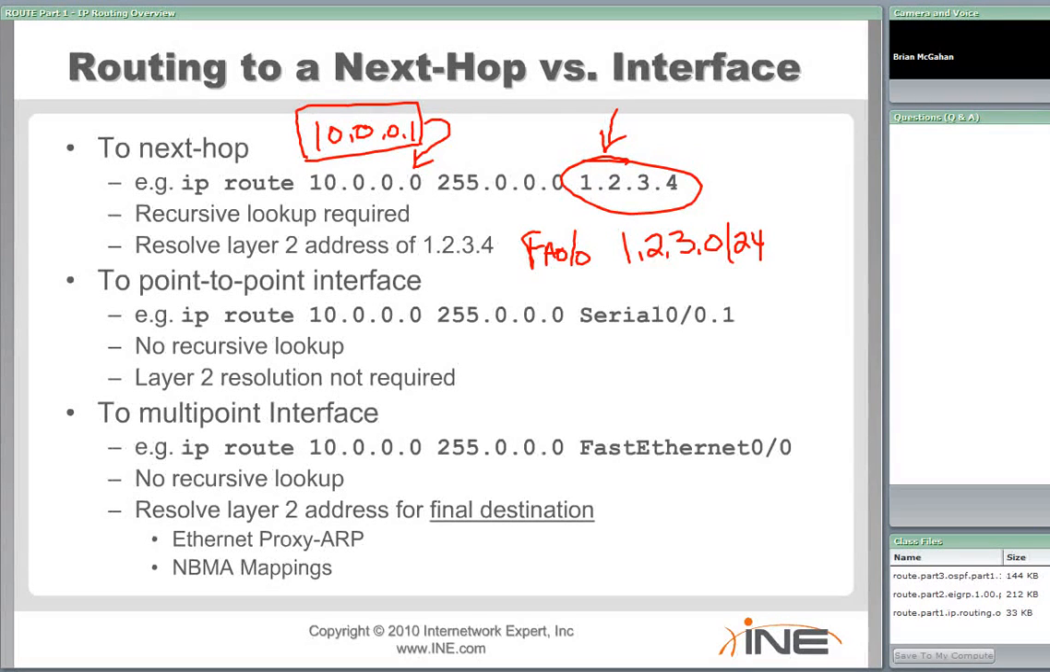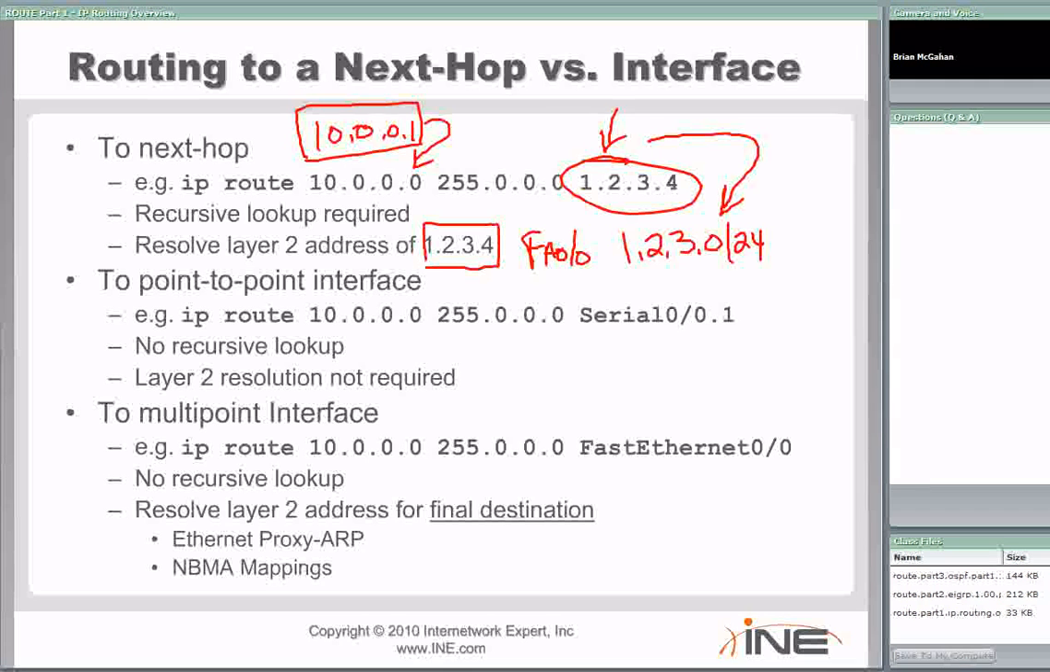Now we need to perform a second lookup. That's the recursive lookup. And we find that 1.2.3.4 is reachable via 1.2.3.0/24 as connected. So the connected route is the longest match in this case. This now means that we need to figure out what is the MAC address that corresponds to the IP 1.2.3.4. So if we don't already know their MAC address, we would have to send an ARP request. If we do already know it, it's going to be inside of the ARP cache.